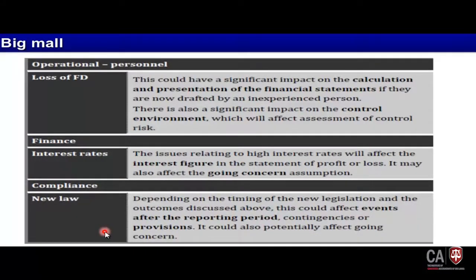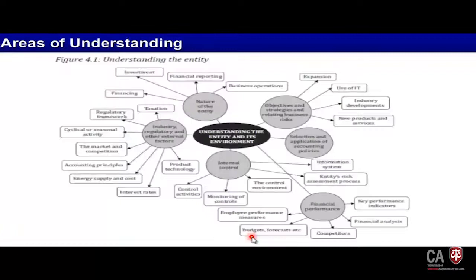Then the loss of the finance director, I explained to you, is going to create a financial statement level risk, right? A significant impact on presentation, especially in complex areas. Then interest rate can have a going concern impact. This new law that I explained to you can create problems, especially as an after balance sheet date event, right? It may require a provision or a contingent liability or a going concern consideration.